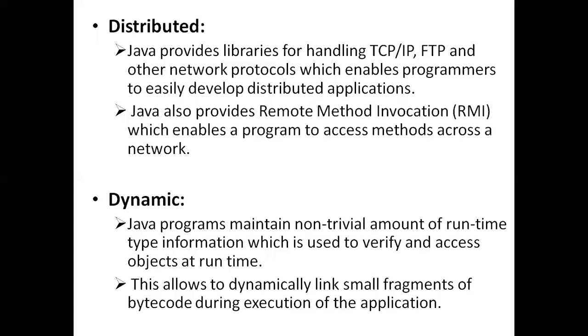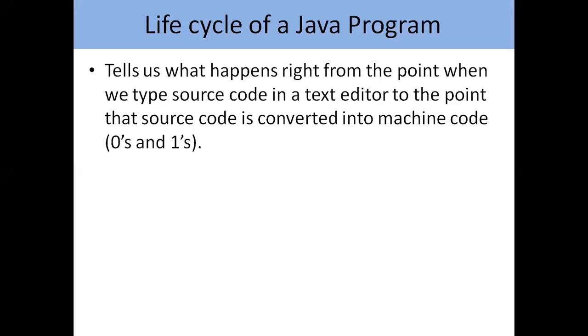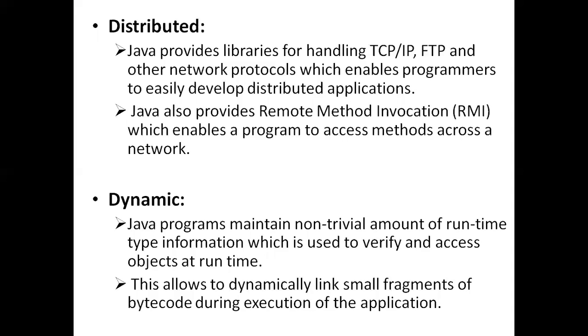Next, coming to dynamic, a Java program maintains a non-trivial amount of runtime information, which is used to verify and access objects at runtime. So whenever you are executing a program, it dynamically links small fragments of bytecode during execution of the application. So for that reason, we can say that it is dynamic in nature. So these are the different features of Java, an object-oriented programming language.